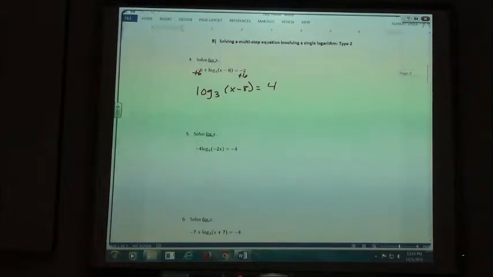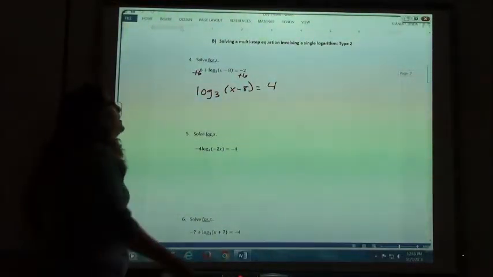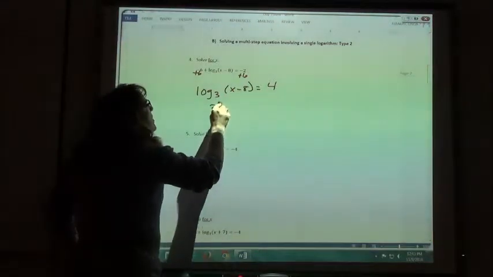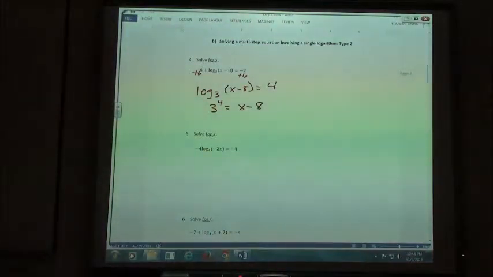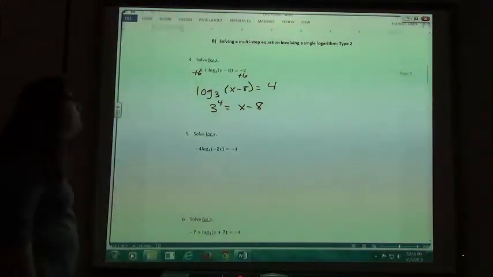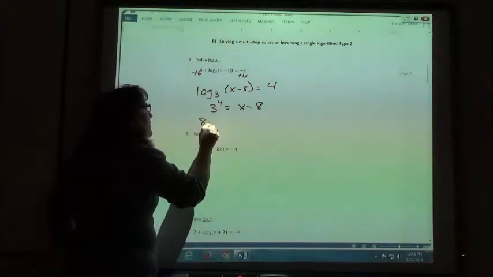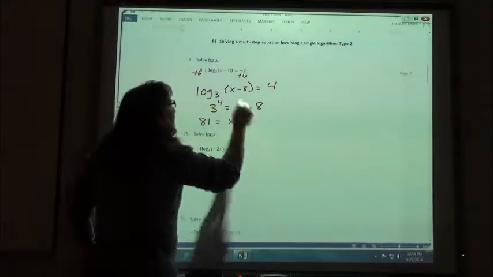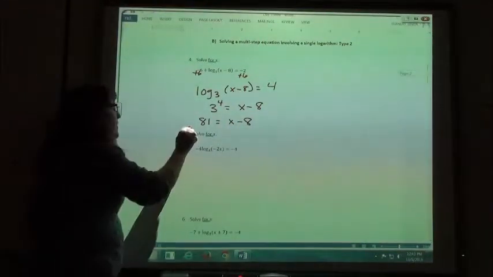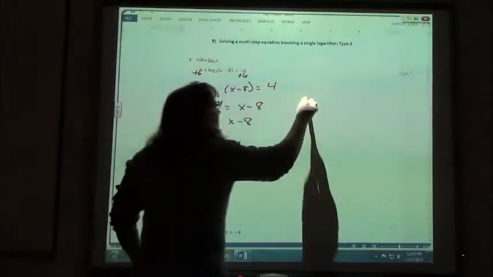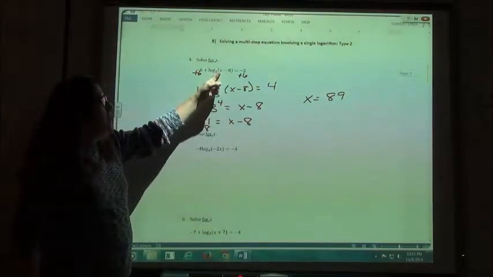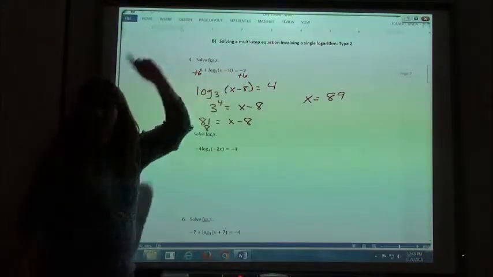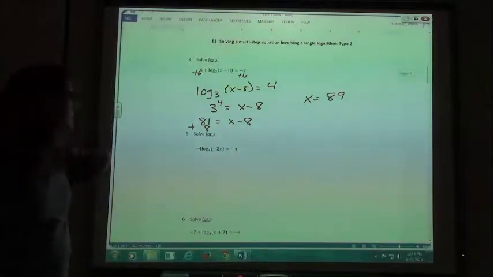Now it's basically the same thing we did on the previous problems. So we're going to rewrite that as 3 to the 4th equals x minus 8. 3 to the 4th power would be 81 equals x minus 8. And so then we're going to add our 8 and we get 89. 89 checks out because 89 minus 8 is still going to be a positive number, right?